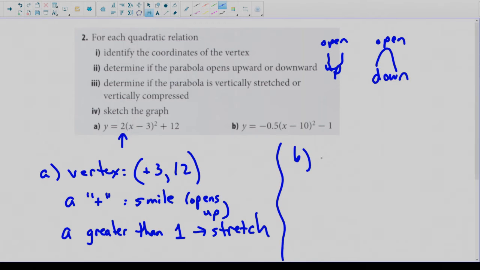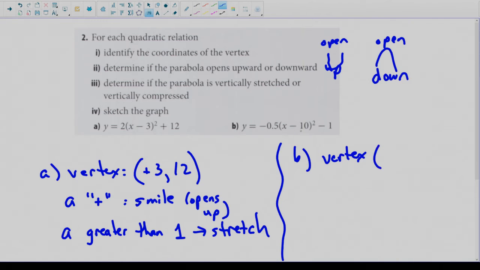Now for B, what would be the vertex? Oh, by the way, I'm not going to sketch the graph, all right? If you know all of the stuff that we've seen before, actually, I think I might sketch this one for you because it's one of the first times you're going to see a decimal value for your A, so I think I will do this one, but I'm not going to sketch this one over here, okay?